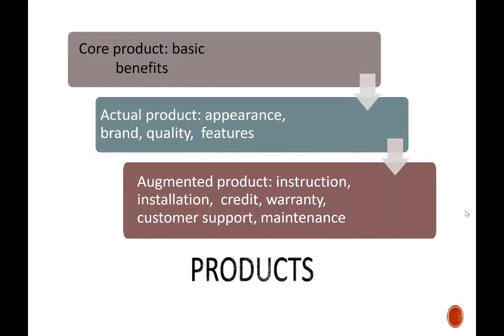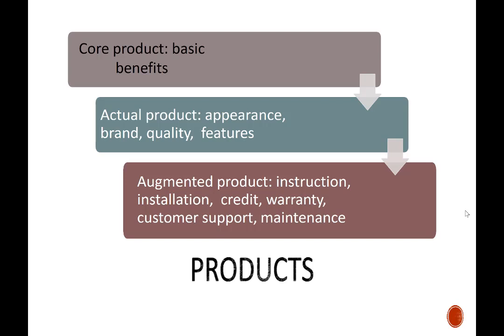Now, there are core products that offer basic benefits. So you need to eat, you buy food. You need a drink, or you need to function with caffeine, so you get a Red Bull. It provides basic benefits. Then there's the actual product: you look at the appearance, sometimes the brand matters, the quality, the features, the benefits. And the augmented product is the instruction, installation, credit, warranty, customer support, or maintenance. So it's all these extra things that come with the purchase. So there's the actual product itself with the basic benefits that you're going to look at.